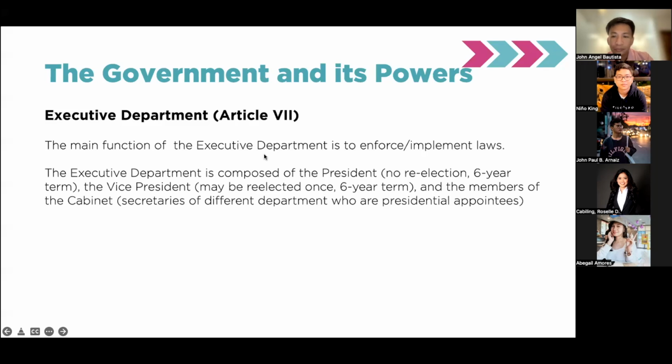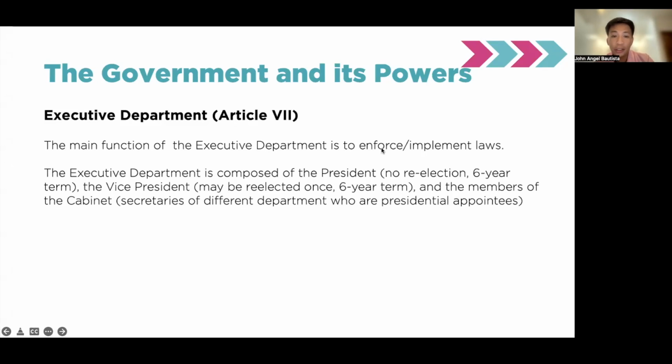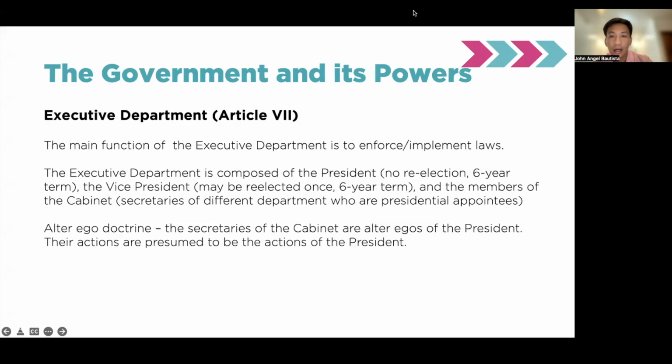So the executive department is composed of the president, walang re-election ng president, 6 years term. The vice president may be re-elected once for another 6-year term, no? So unlike yung president, pwede siyang ma-re-elect, yung vice president, pero once lang. And the members of the cabinet, yung secretaries of different departments who are presidential appointees. So for example, yung mga different departments, they form part of the cabinet, no? Executive Secretary, Secretary of Environment and Natural Resources, Secretary of Transportation, Secretary whatever, no? Kung ano mang department ang sakop nun, yung presidential appointees, they are members of the cabinet.